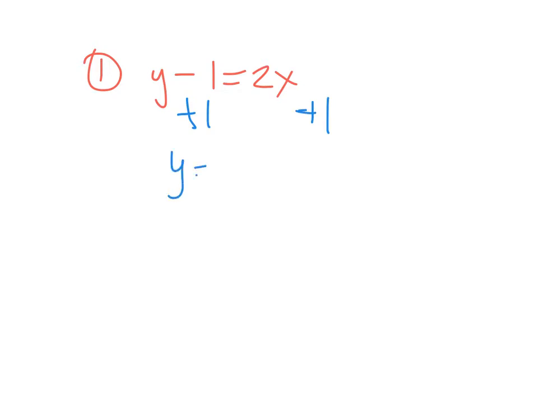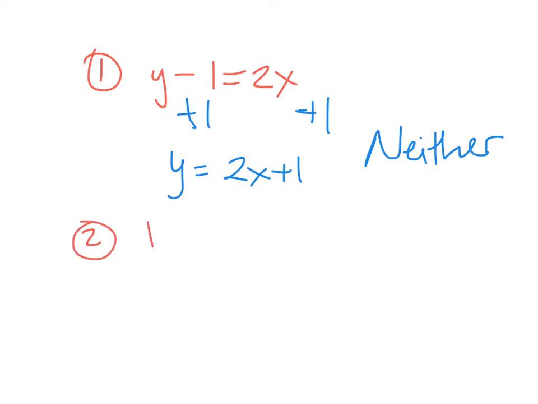So I get y equals 2x plus 1. Because of that plus 1 on the end of it, this is neither. So the neithers should be fairly easy for you to point out. All right, how do I get y by itself on number 2?